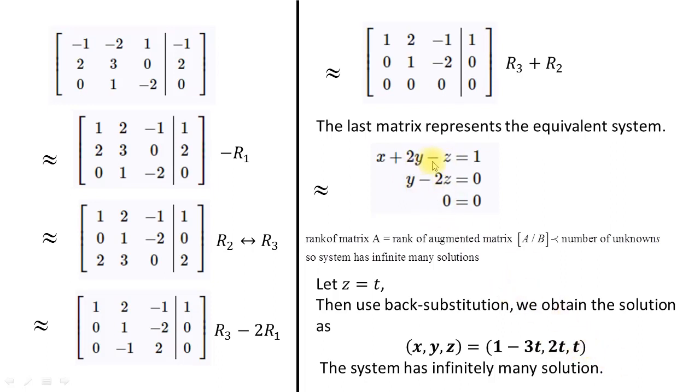Now putting in the first equation the value of z as t and the value of y as 2t, 2 multiplied by 2t is 4t, and 4t minus t is 3t. So x is equal to 1 minus 3t. The value of x is 1 minus 3t, the value of y is 2t and the value of z is t. So the system has infinitely many solutions because t is any real number.